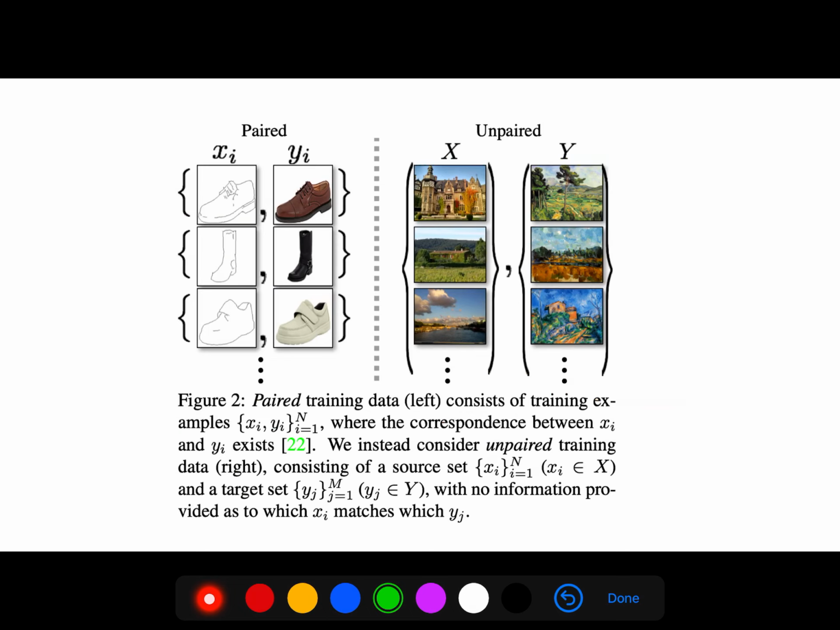And this figure shows paired training data on the left. Of course, this article is also useful for domain generalization in the case that your target is unseen during training. So paired training data is on the left, consists of training examples where the correspondence between X sub I and Y sub I exists. With that, consider unpaired training data consisting of a source set and a target set with no information provided as to which X sub I matches which Y sub J.